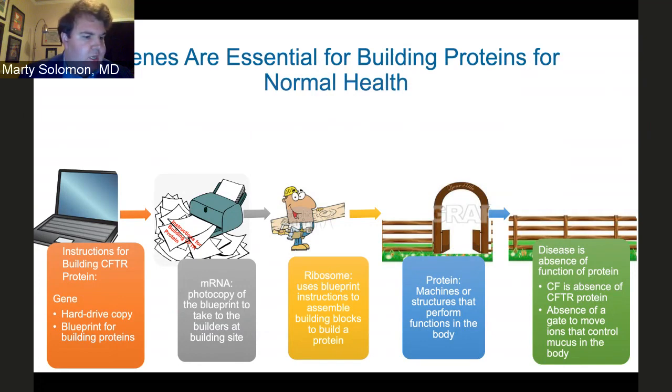This copy of the gene blueprint is known as the mRNA, or messenger RNA. Once the ribosome builder completes the task of assembling a protein using the blueprint it's been provided, the protein can then go to its location in cells and perform a function.